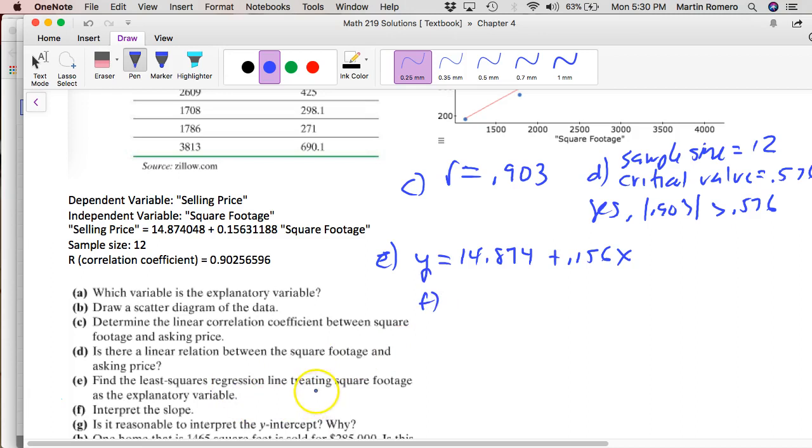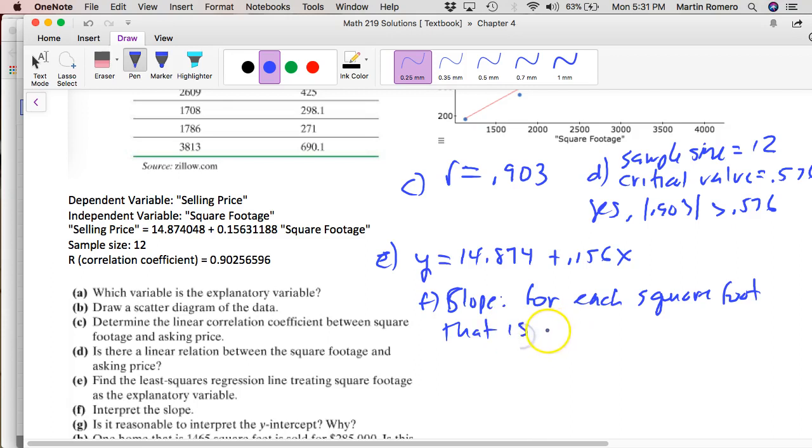F, interpret the slope in this case. So looking at this one, we would say for the slope, for each square foot that is added, the price of the home, right? The price of the home increases 0.156.